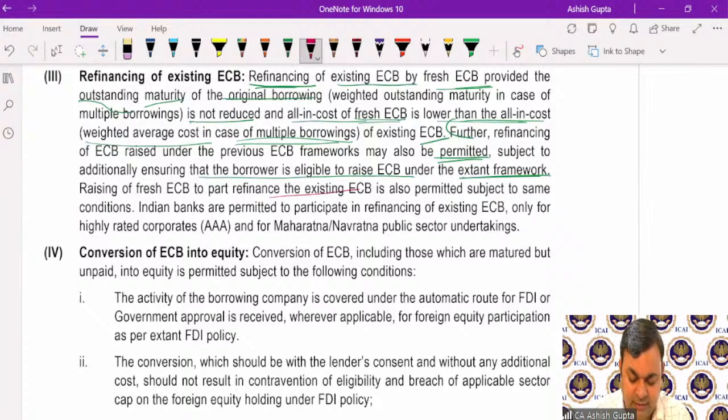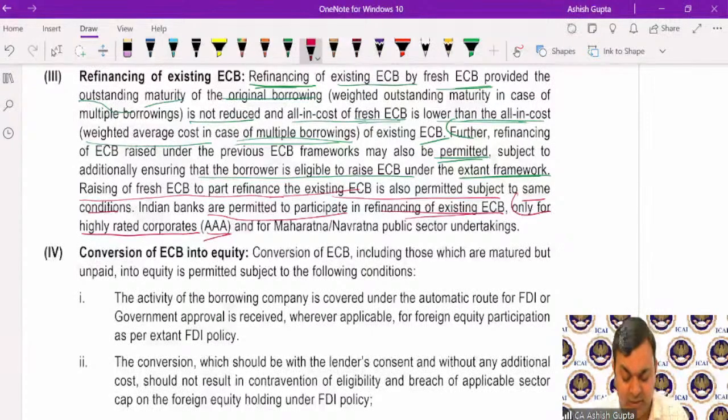Raising of fresh ECB to part refinance the existing ECB is also permitted, subject to the condition. The government will check whether the person is a compliant person or not. Indian banks are permitted to participate in refinancing of existing ECBs only for highly rated corporates, AAA, and for Maharatna and Navratna PSUs.